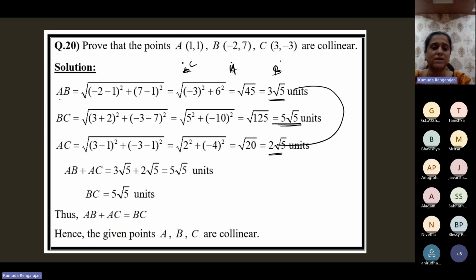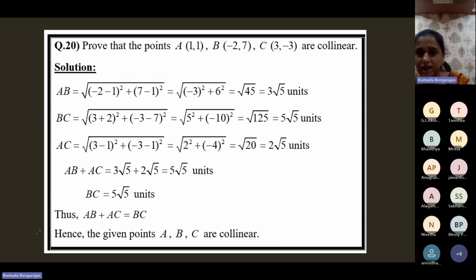So what is AB plus AC? See, how do we know that we have to add these two? By looking at these values. So we know that 3 root 5 plus 2 root 5 is 5 root 5. So AB plus AC is 5 root 5. And what is the third one? BC? That's also 5 root 5.